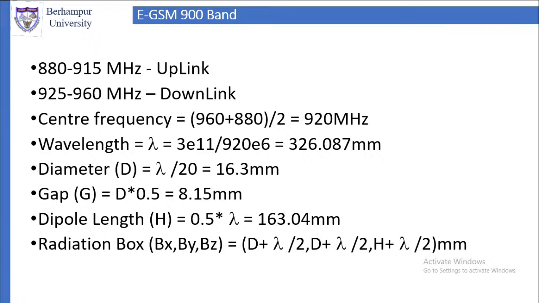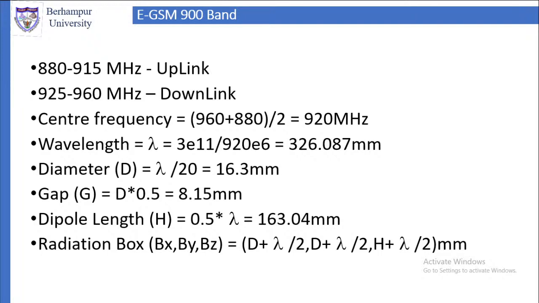So 920 into 10 to the power 6 will be in the denominator. In the numerator we will have 3 into 10 to the power 11. If we do that, that gives us 326.087 millimeter. That is lambda.